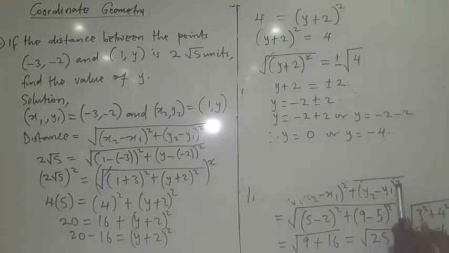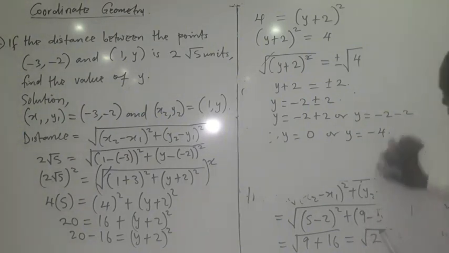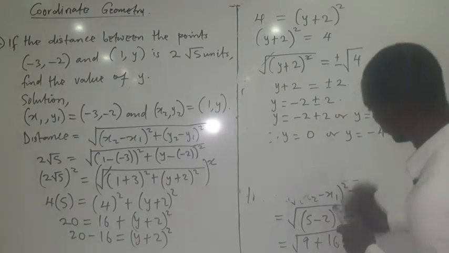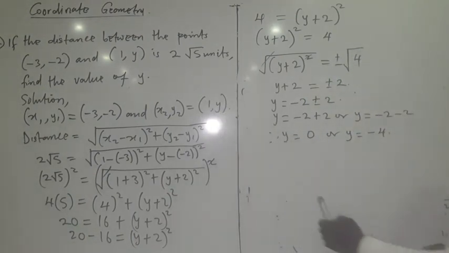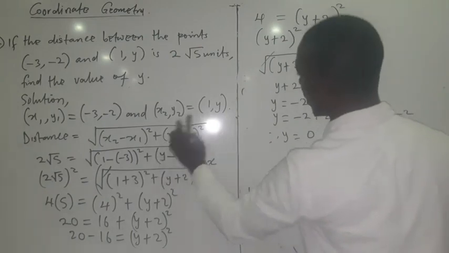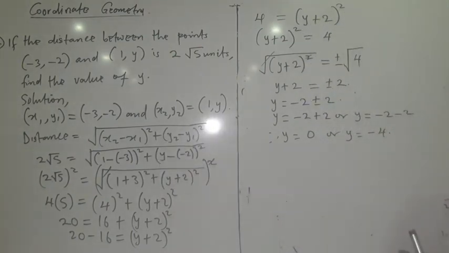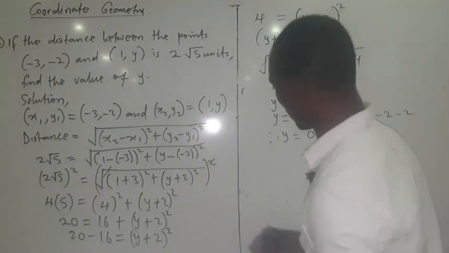We can check whether our solving is correct by putting any of these values into the distance formula, to see whether we are going to have 2 root 5 as our answer. So that is question number 2.